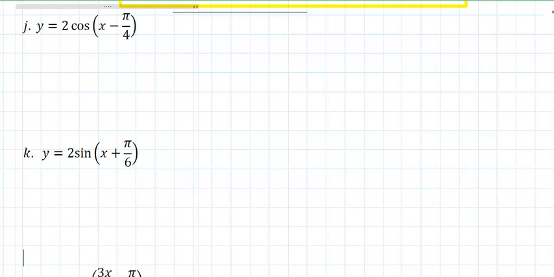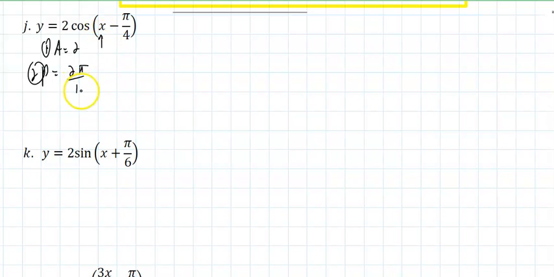Okay, now we're going to look at phase shifted trigonometric functions. So my amplitude is 2, my period is 2 pi divided by 3. There is a phase shift. Take this and set it equal to 0.